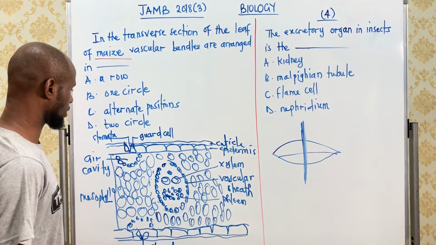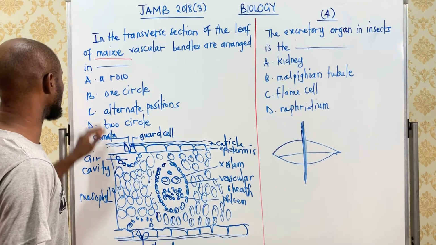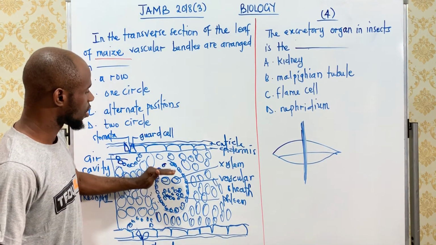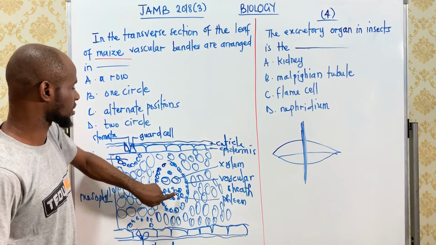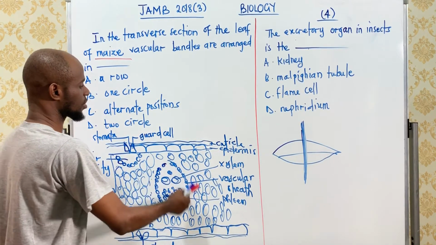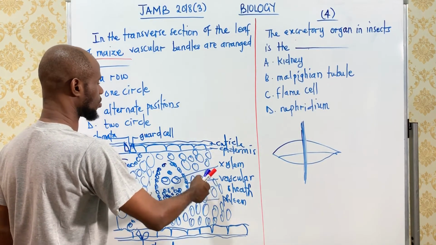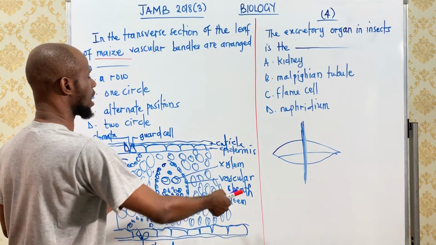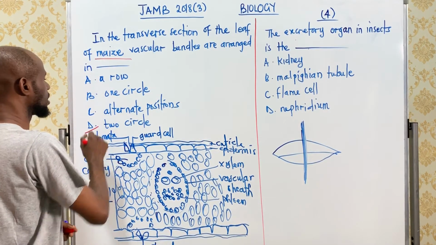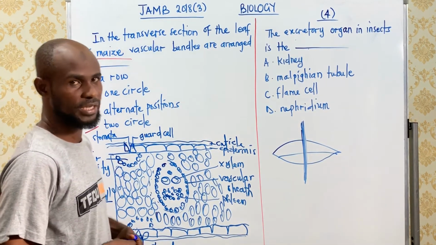So what's the answer here? The answer can either be in a row, because vascular bundles are arranged on top of one another. It's not in a ring. Or we say two circles, that is, after drawing this circle, we draw another circle of the vascular bundle in the monocot. See here, I'm going to pick two circles.